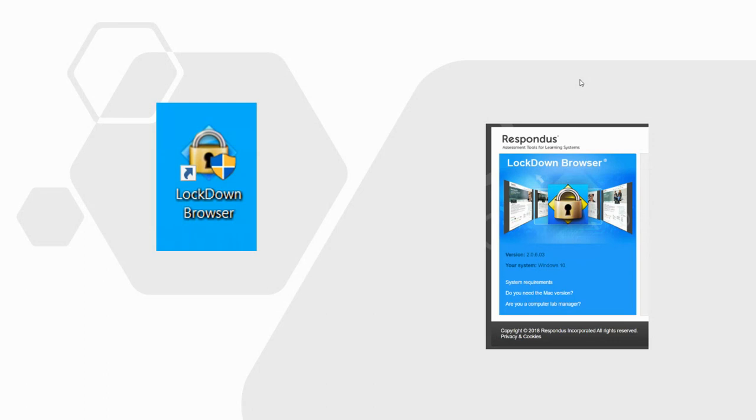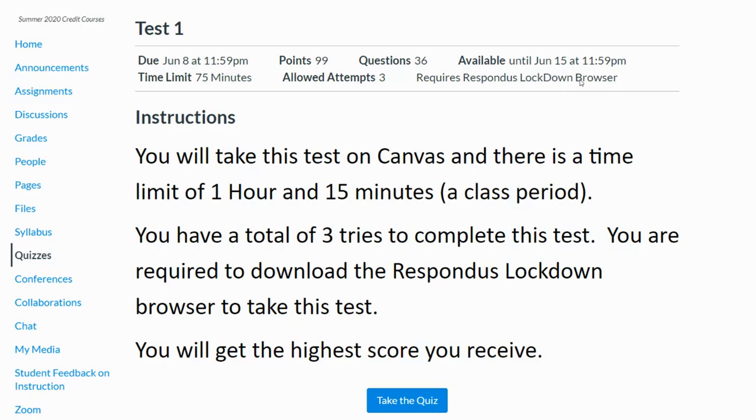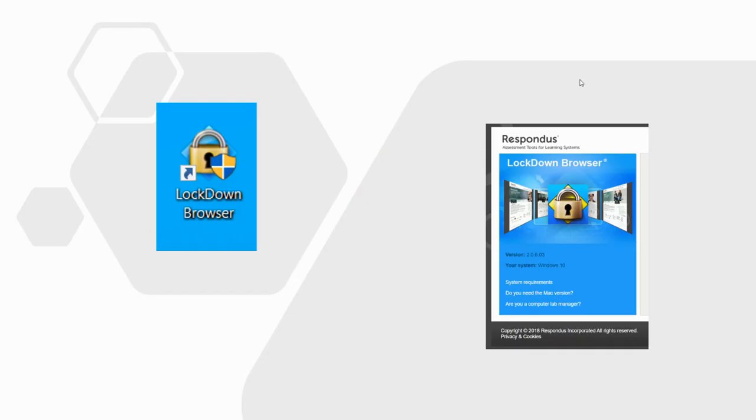And when you open that, then you're going to go back into Canvas. You're going to find the test you're taking. And then when you click on Take the Quiz, it will allow you to take the quiz. Now, the Lockdown browser will prevent you from looking at stuff on the internet, looking things up, things like that. And so you want to make sure that you're ready to take that test before you take it.